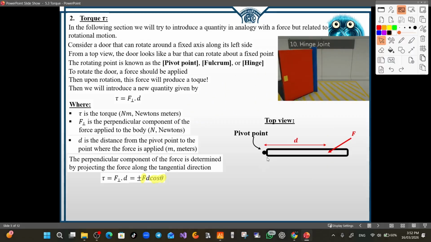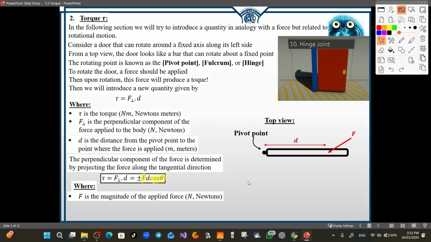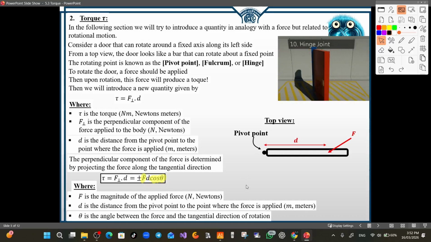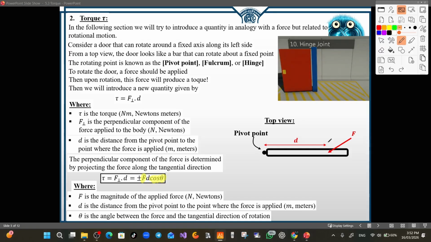Now, F is the magnitude of the applied force. D is the distance from the pivot point to the point where the force is applied, and theta is the angle between the force and the tangential direction of the rotation. Now, what do I mean by the tangential direction of the rotation?